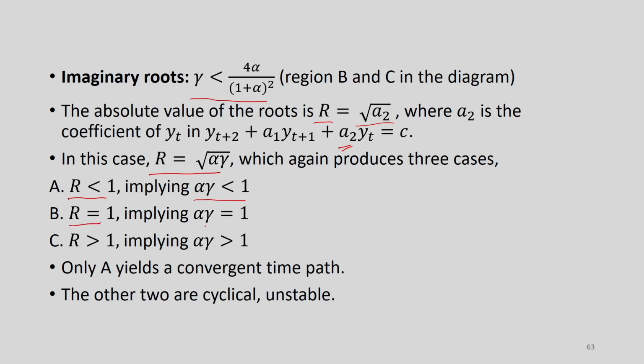r equal to 1 means alpha multiplied by gamma is equal to 1, and r greater than 1 means alpha multiplied by gamma is greater than 1. Now, out of these three, only the first one will be convergence, because in that case r is strictly less than 1. The other cases will be cyclical movements obviously, but here there will be uniform oscillation and here there will be oscillation with explosive behavior, and generally these are unstable cases.